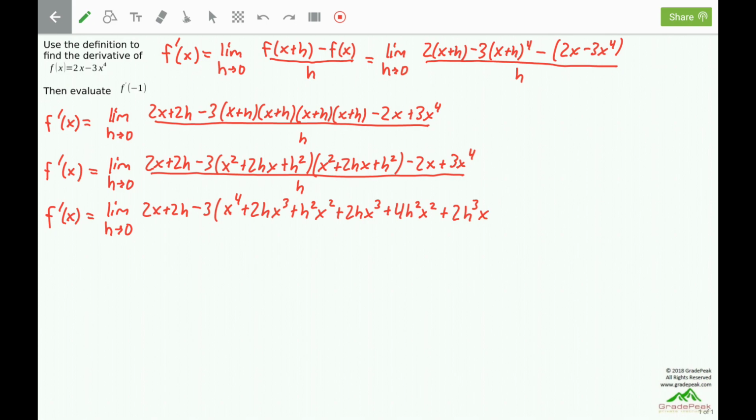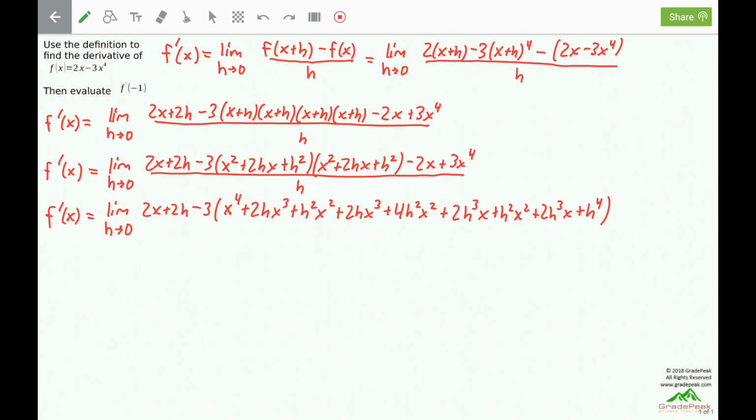So there's the next three terms. And then last, I'm going to take this h squared times this x squared, plus h squared x squared. I'm going to take the h squared times the 2hx, so that's a plus 2h cubed x. And then I'm going to take the h squared times the h squared, so I will have h to the fourth. And then close the parenthesis.